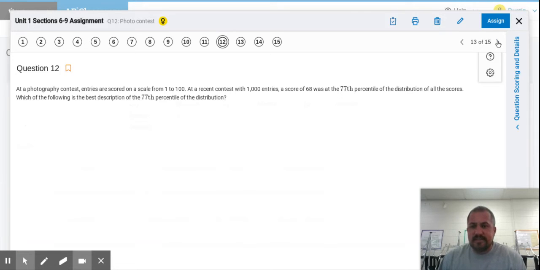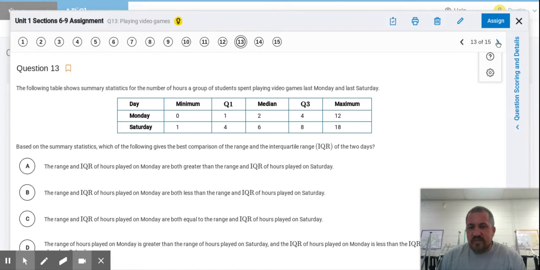Question number 13 asks you, based on the summary statistics, so it has the 5-number summary that we would use for box plots, which of the following gives the best comparison of the range? Remember, the range is maximum minus the minimum, and the interquartile range is Q3 minus Q1.